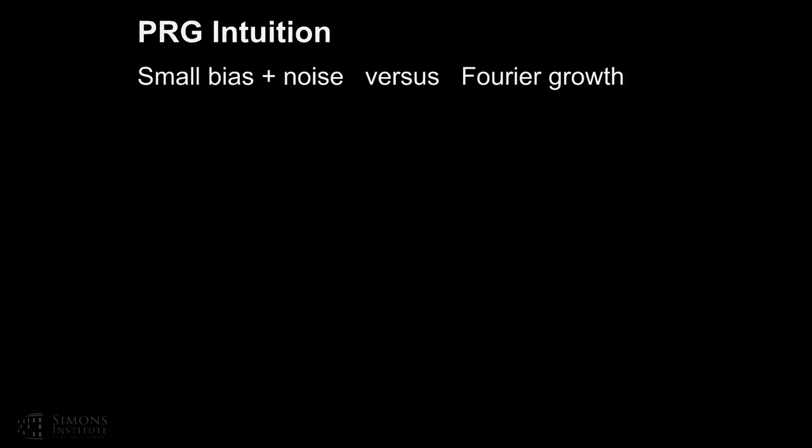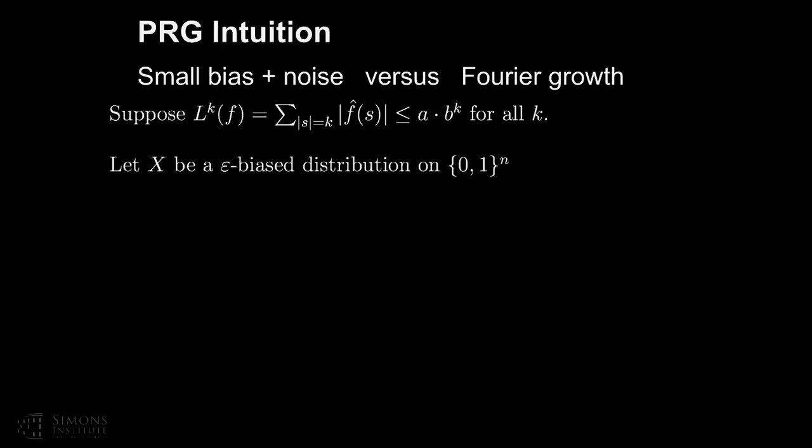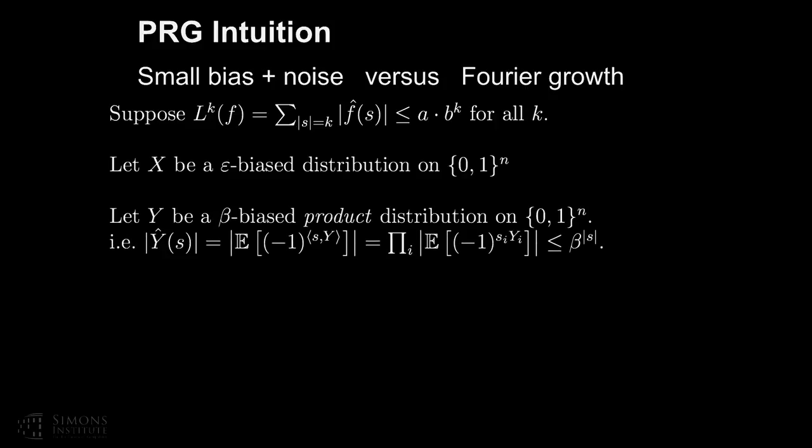So what about functions with small Fourier growth? One way you could do this is to start with a function that has small Fourier growth, and we'll take a small bias distribution as before, but now we're also going to take a noise distribution. A noise distribution is a product distribution, so independent bits, but those bits are going to be a little bit biased, beta biased. Now, if you look at the Fourier coefficients of this distribution, again looking at this inner product, these things are going to decay. So the larger the S, the smaller this expectation. That intuitively kills all the high order Fourier coefficients, whereas the small bias distribution kills all coefficients equally.